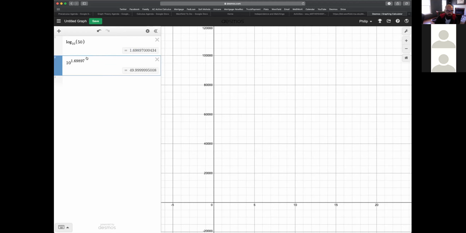Even if we went out to 5 decimal places, if we wanted the exact answer, I could put log base 10 of 50 in here, and it's going to tell me that it's exactly 50. So this is the exact answer that will give me 50. Otherwise we could have a decimal approximation that gets us pretty close. Okay, so if we jump back over to our Blackboard.